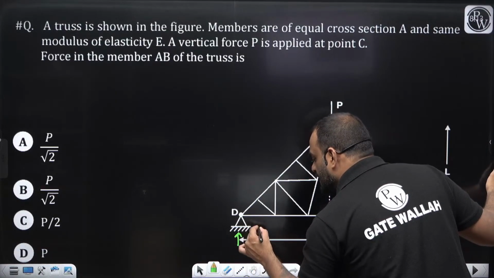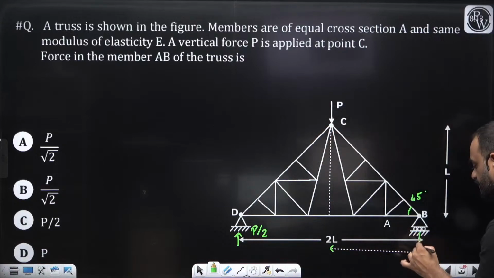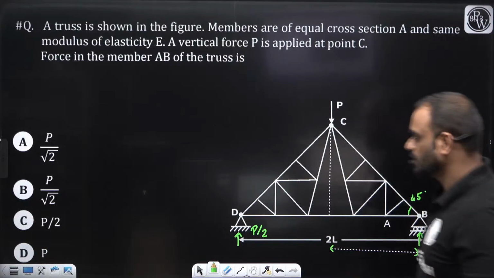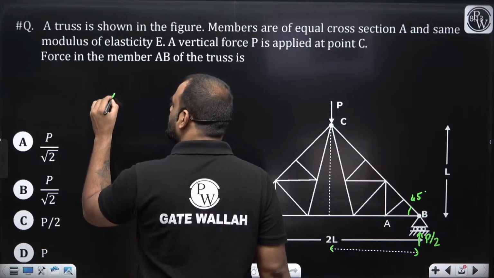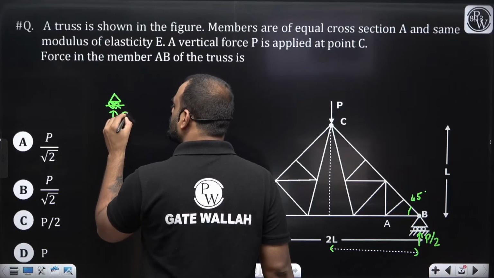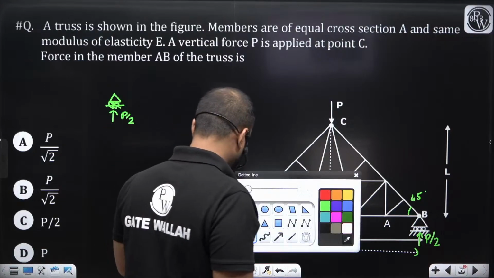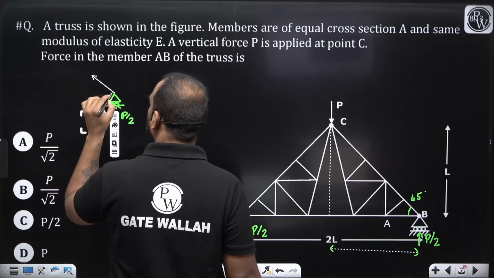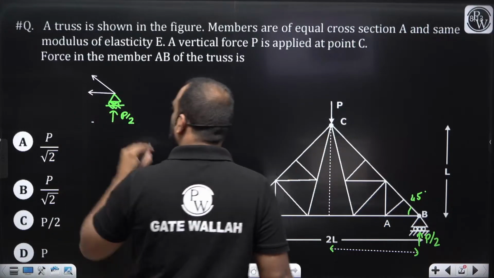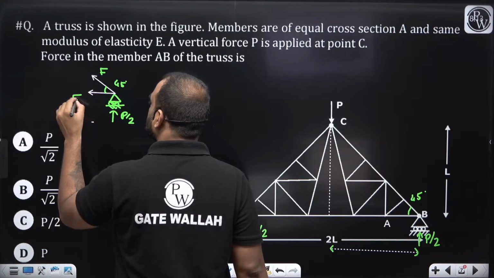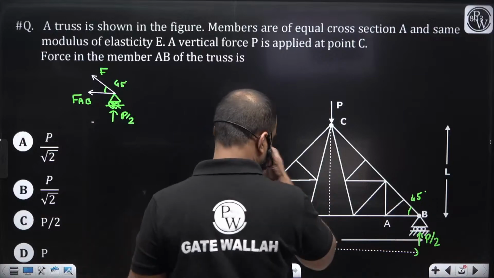This particular force will be P by 2, and this vertical force is again P by 2. Clear? Now let us take joint B directly. Let us draw joint B. This particular force is P by 2. Let us consider there is one force, let us write it F, and this angle is 45 degree, and this is basically FAB.